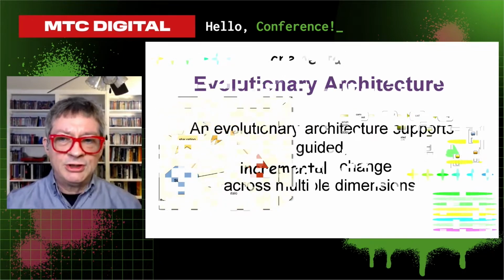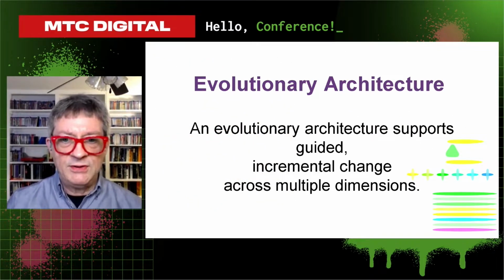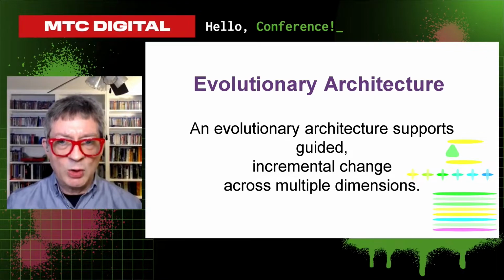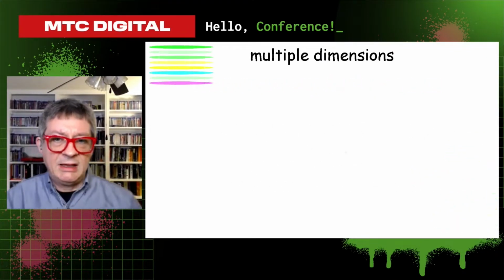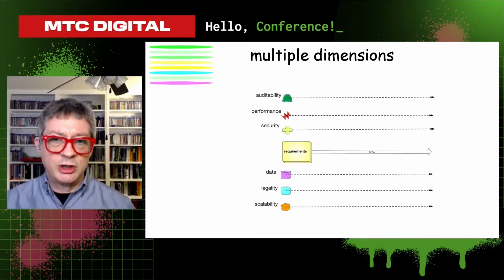And the third part of our definition talks about multiple dimensions. And this is really just the pragmatic awareness that when you talk about modern software systems, you can't just talk about the software structure.